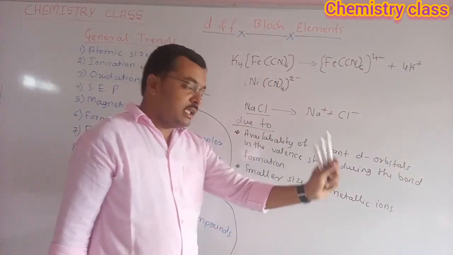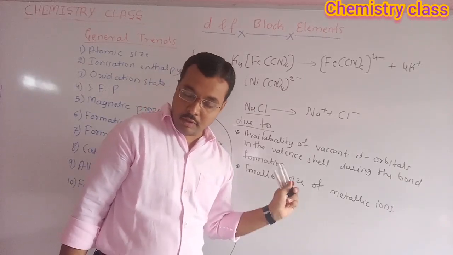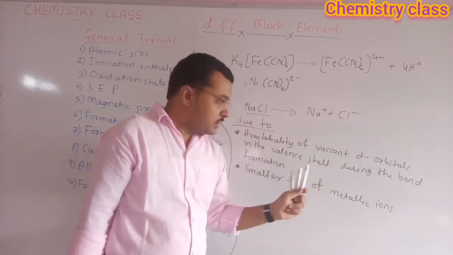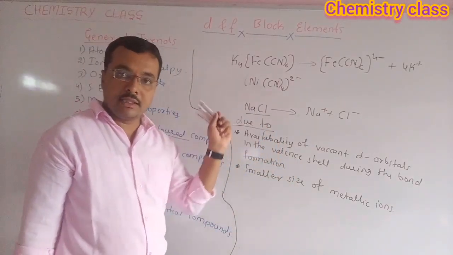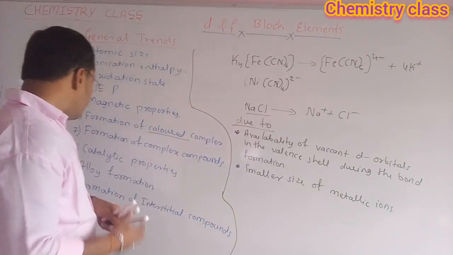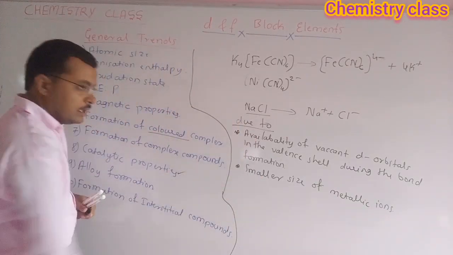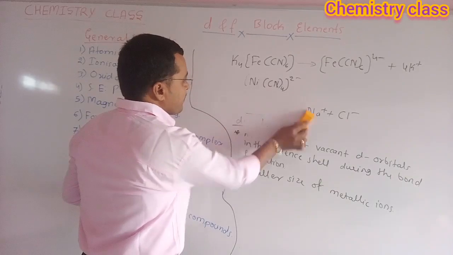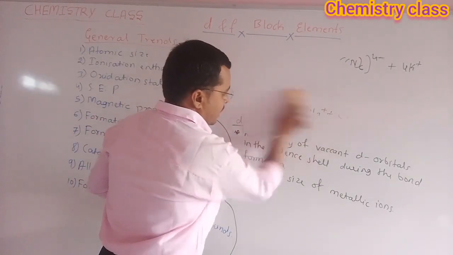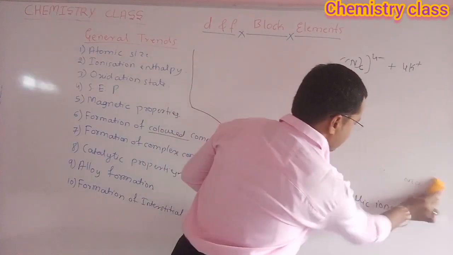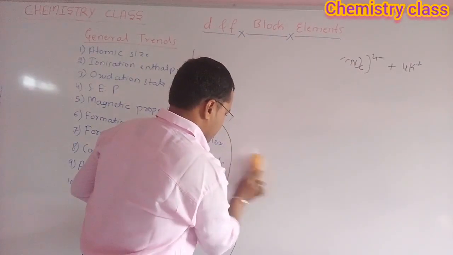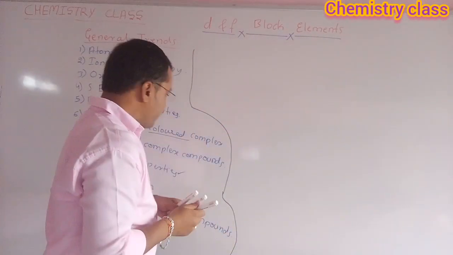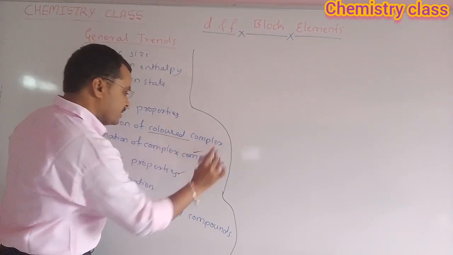Another one is the smaller size of metallic ion. Also there are unpaired electrons present in the outermost shell. Hence, due to this reason, the complex compounds will be formed. And next one is the catalytic property. This is also one of the most important properties. Before that, we can solve one example for the formation of complex compounds.